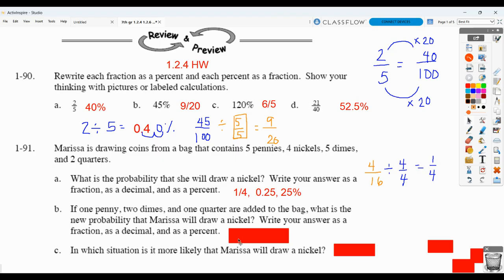And then for the next one, what you're going to have is now we've added additional things to the bag. So now instead of being 4 out of 16, it's 4 out of 20. Because we've added an additional 4 coins that are not nickels. And again, you should show that you simplified your fraction, show how you got from your fraction to a decimal, and show how you got your percent. And in which situation is she more likely to draw a nickel? The first, because, of course, 1 out of 4 probability is higher than 1 out of 5. Or you could say 25% is greater than 20%.